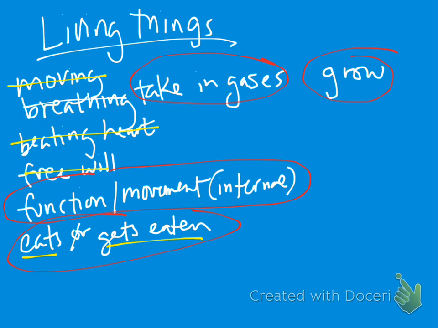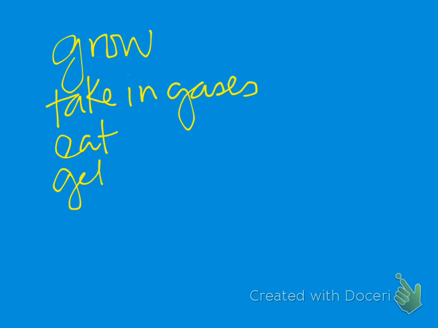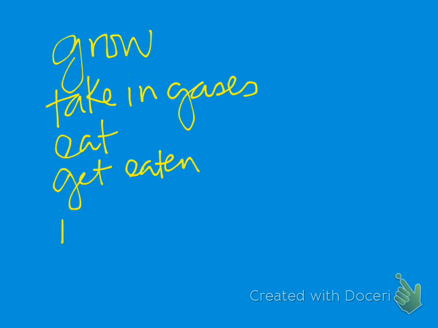Okay, so here's what you're going to have to do. We're going to brainstorm things common to all living things. Do you want to pull these things over? Okay, so we're starting off with grow, take in gases, eat. Maybe we should separate those. Eat, get eaten, and have internal movement.